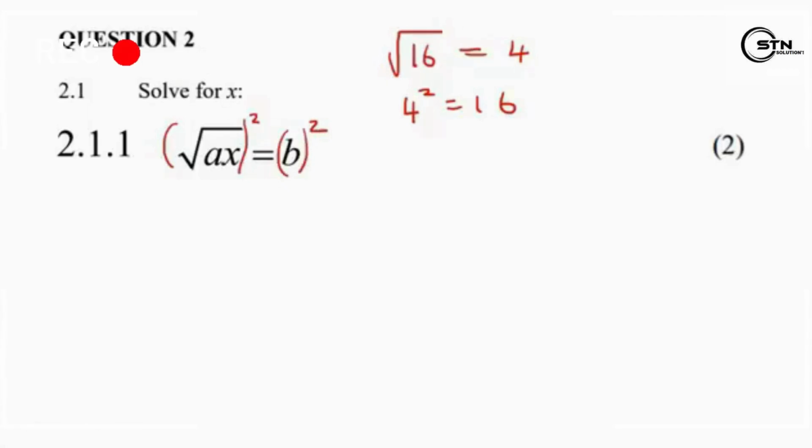So what happens now is that this 2 will completely erase the square root. So you end up with ax on the left and b squared on the right. Now to get x alone, you're just going to divide by a, and there we go.